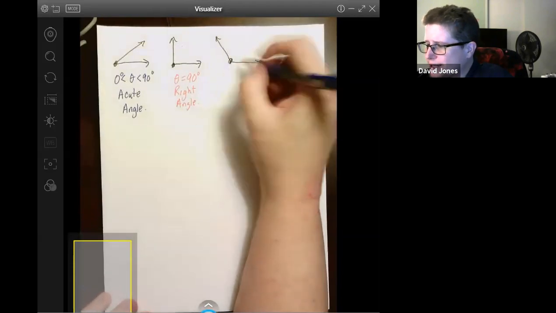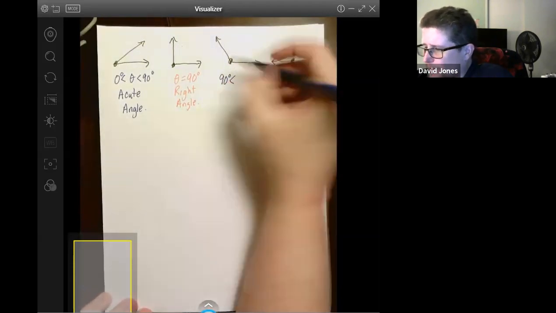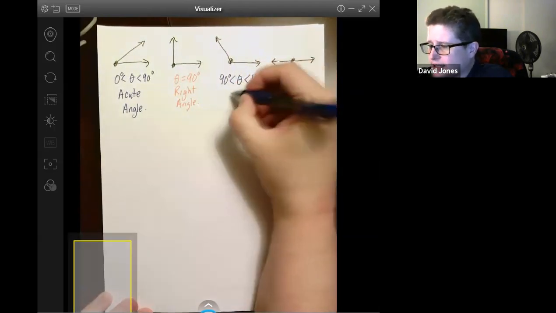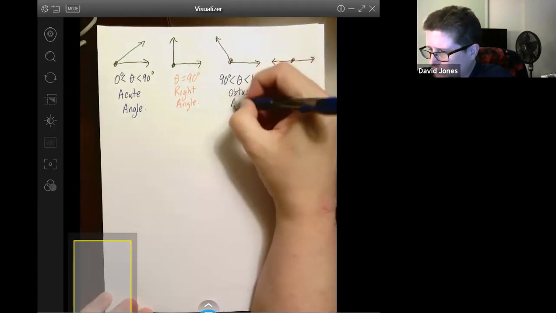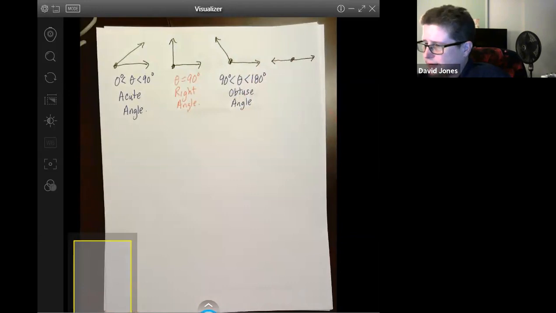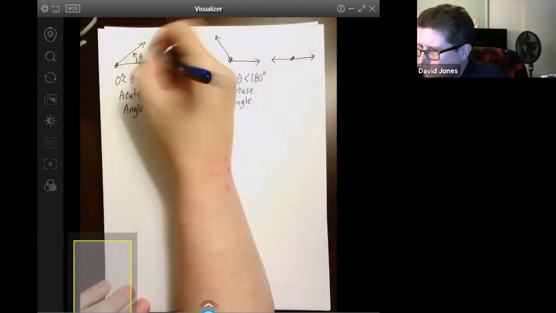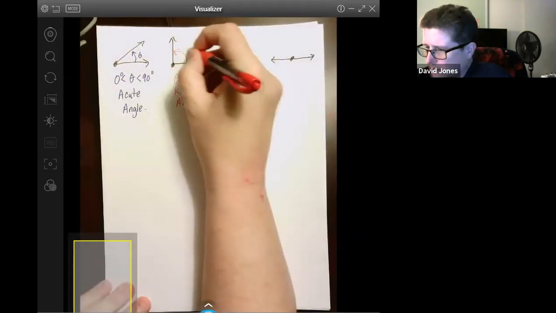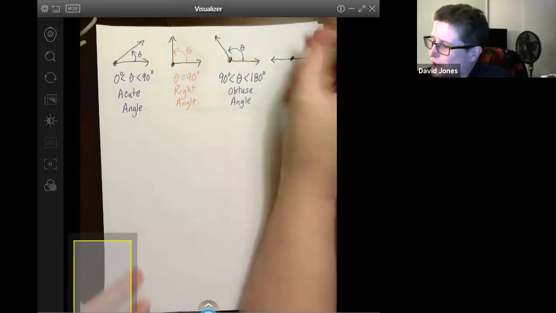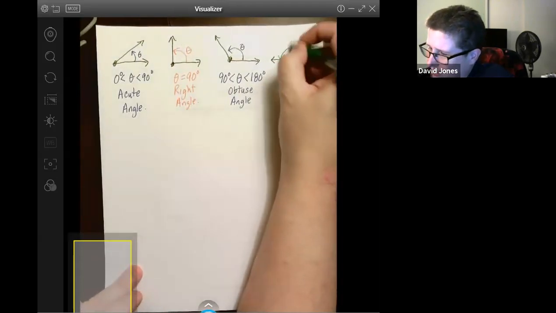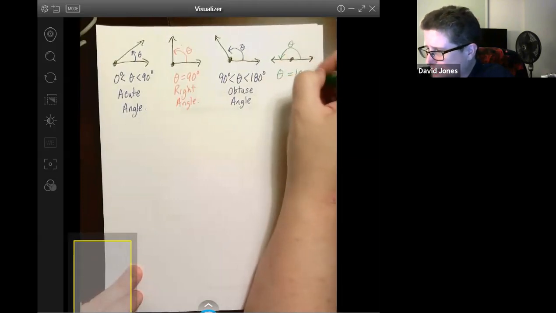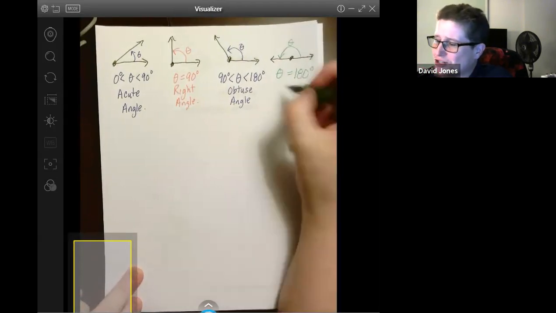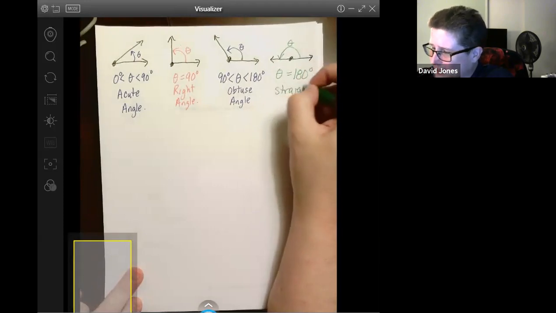If it's greater than 90 degrees, if we go all the way flat, it's going to be 180 degrees. So 90 degrees to 180 degrees, this is called an obtuse angle. And guess what this one's called when it goes all the way to the other side? We've gone 2/4 of a circle. 2 times 90 is 180. This is called a straight angle because it makes a straight line.